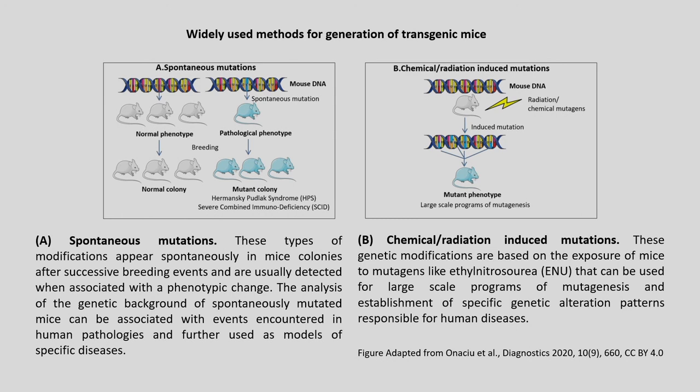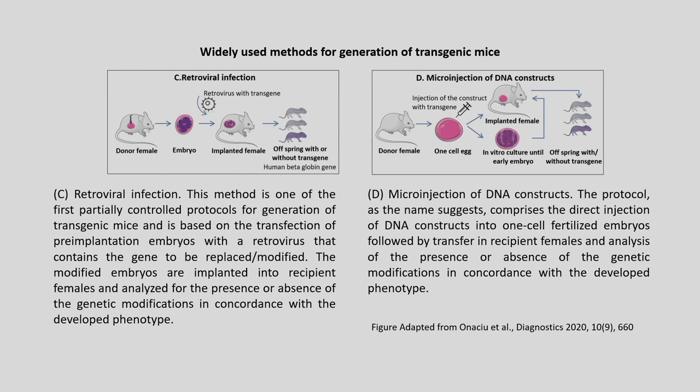While in chemical or radiation induced mutations, genetic mutations are based on the exposure of mice to mutagens that can be used for large scale programs of mutagenesis and establishment of specific genetic alteration patterns responsible for human diseases. Other methods for generation of transgenic mice involve retroviral infection and microinjection of the DNA constructs. In retroviral infection, partially controlled protocols for generation of transgenic mice are used, based on the transfection of pre-implantation embryos with a retrovirus that contains the gene to be replaced or modified. The modified embryos are implanted into recipient females and analyzed for the presence or absence of the genetic modifications in concordance with the developed phenotype.